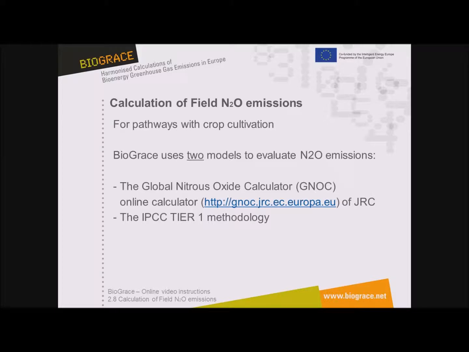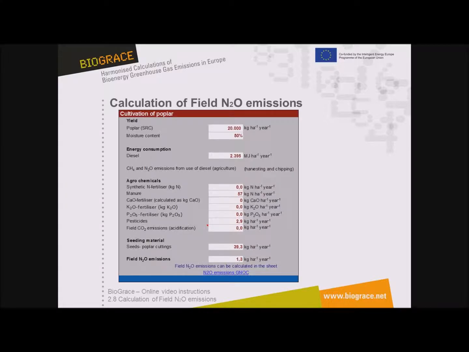The GNOC is an online calculator developed by JRC that should be used to estimate N2O field emissions for all the types of crops available in the GNOC model. A list of crops is part of the online GNOC calculator, as will be demonstrated in a moment. For types of biomass that are not included in the GNOC tool, a calculation following the IPCC Tier 1 methodology should be made.